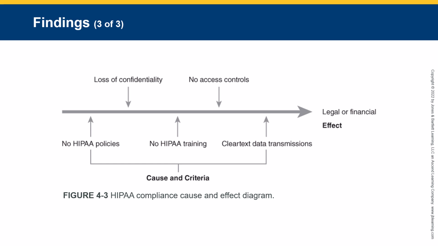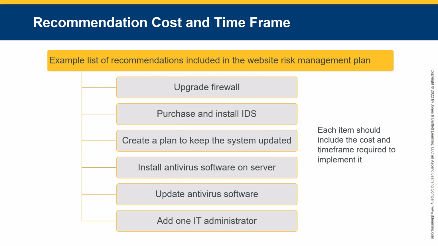So you might also see things like loss of confidentiality, no access control, no policies or procedures. The effect might be a legal or financial concern. They don't always have to be specific, like we might get a virus. We might just write it general enough to show, hey, we might have a legal issue if we do not do things correctly. So, recommendations for the cost and time frame.